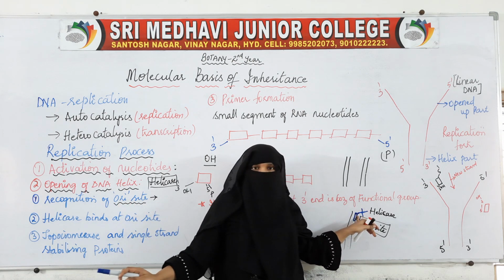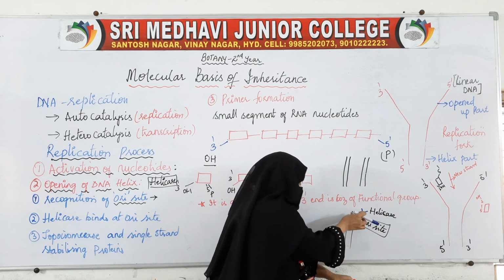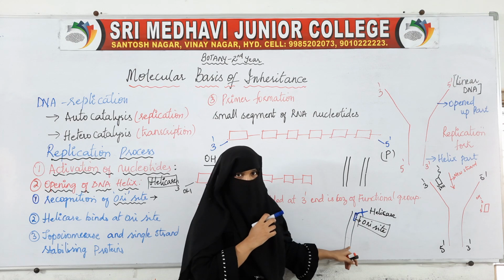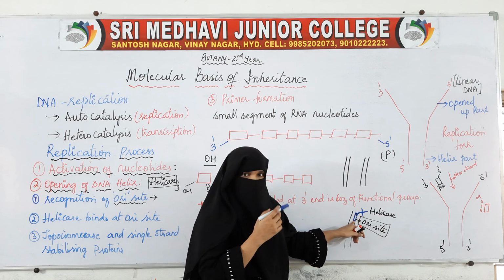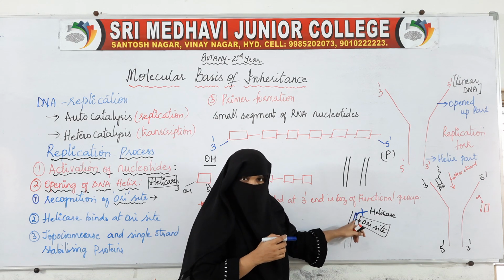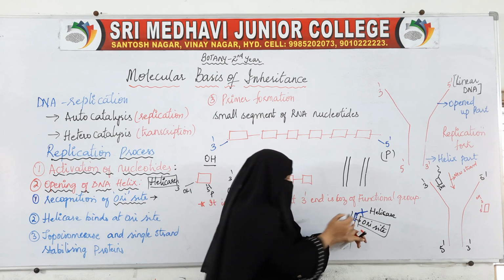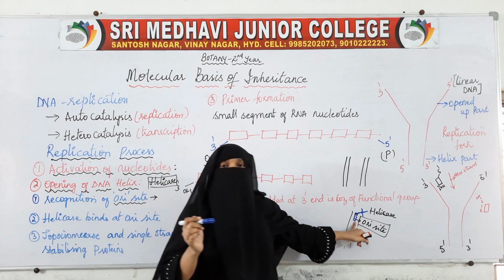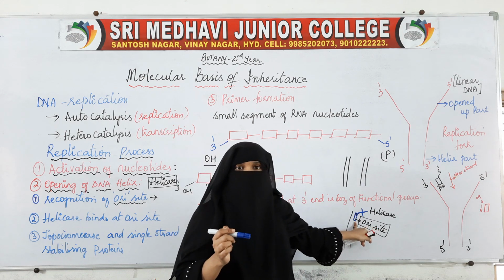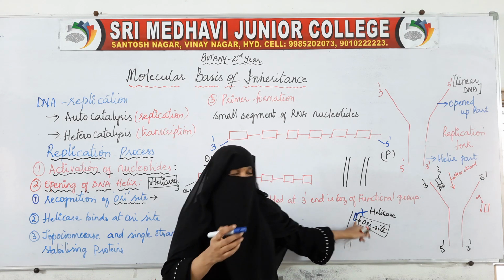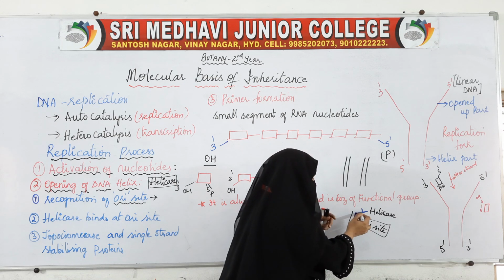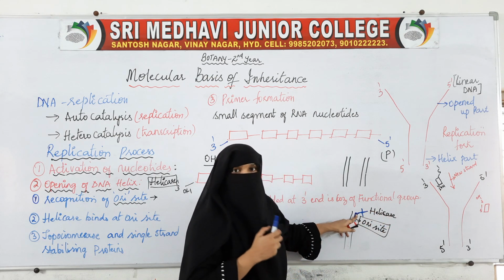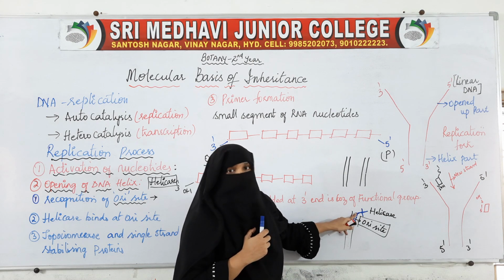The ori site will be recognized on the whole DNA. One special sequence will be there. Where is that sequence? It will be seen first. Once it is seen that this is the special place, what happens? Now at this special place, the enzyme which is called helicase will come and bind, attach itself to this ori site.